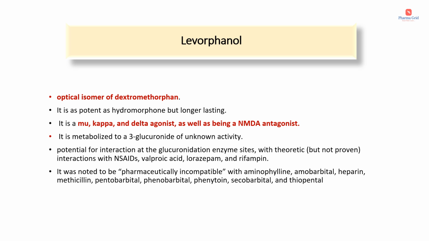It is an optical isomer of dextromethorphan. It is as potent as hydromorphone but longer lasting. It is a mu, kappa and delta agonist as well as being an NMDA antagonist. It is metabolized to a 3-glucuronide of unknown activity. Potential for interaction at the glucuronidation enzyme sites with theoretic interactions with NSAIDs, valproic acid, lorazepam and rifampin. It was noted to be pharmaceutically incompatible with aminophylline, amobarbital, heparin, methicillin, pentobarbital, phenobarbital, phenytoin, secobarbital and thiopental.